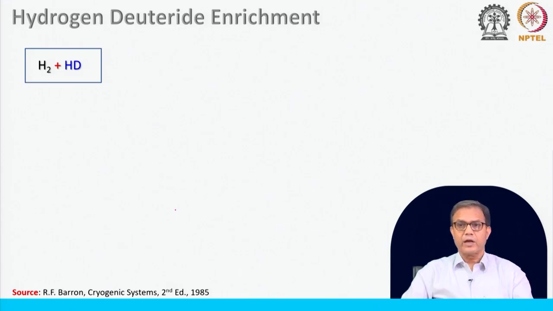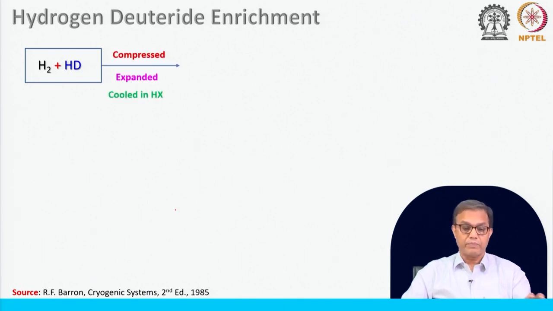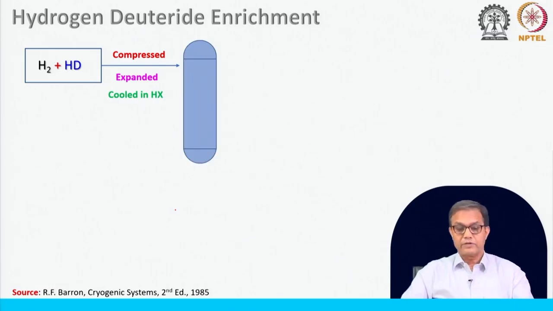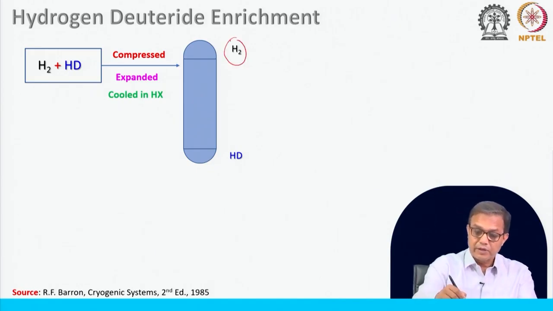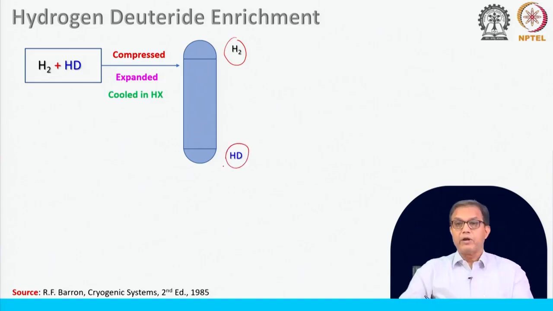Now, this hydrogen and hydrogen deuteride mixture will first be compressed and then expanded, and a part of it will be cooled in the heat exchanger. I am not going into those details, but we will put it in the column, as I told you, a rectification column. It will separate it into its constituents, that is hydrogen and hydrogen deuteride. It may not be possible to separate them in a single column, so sometimes we need more than one column.